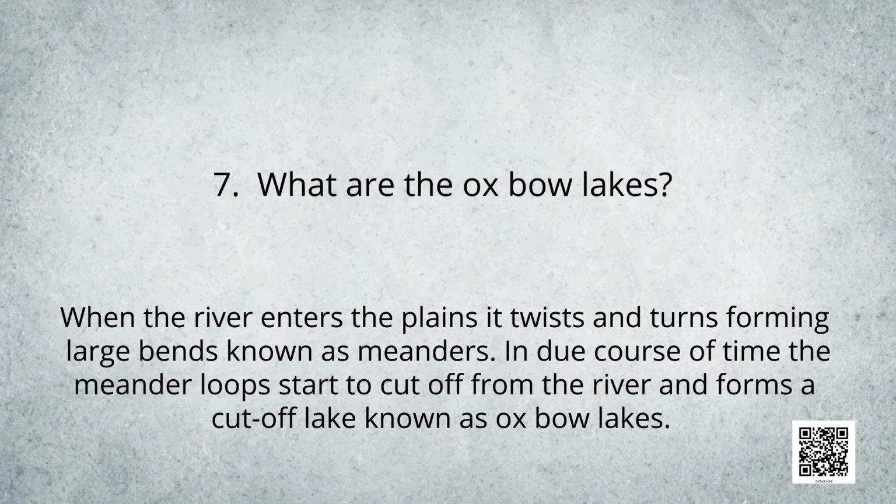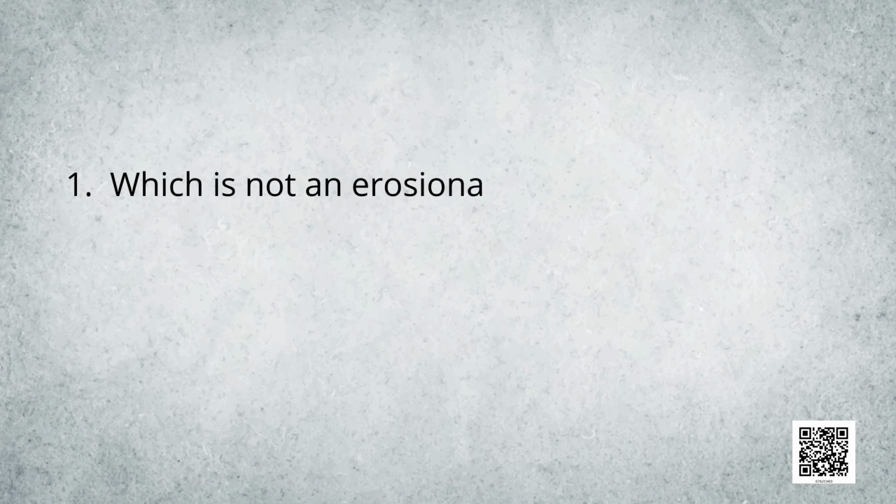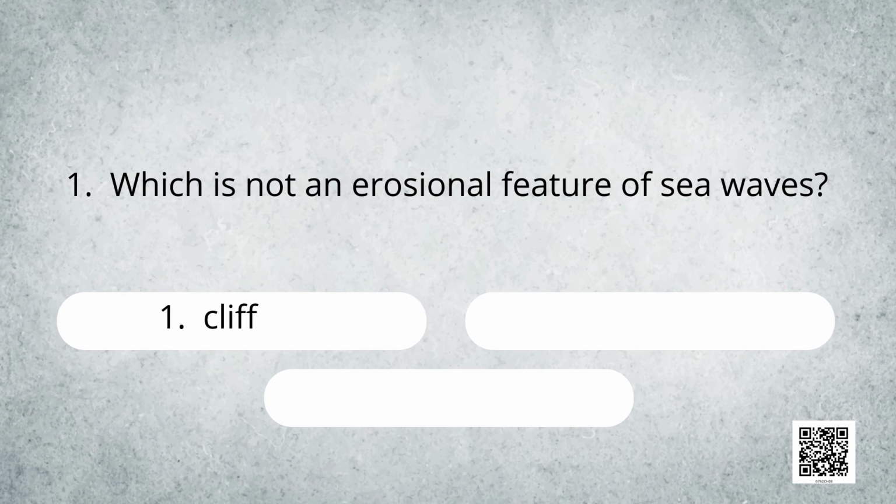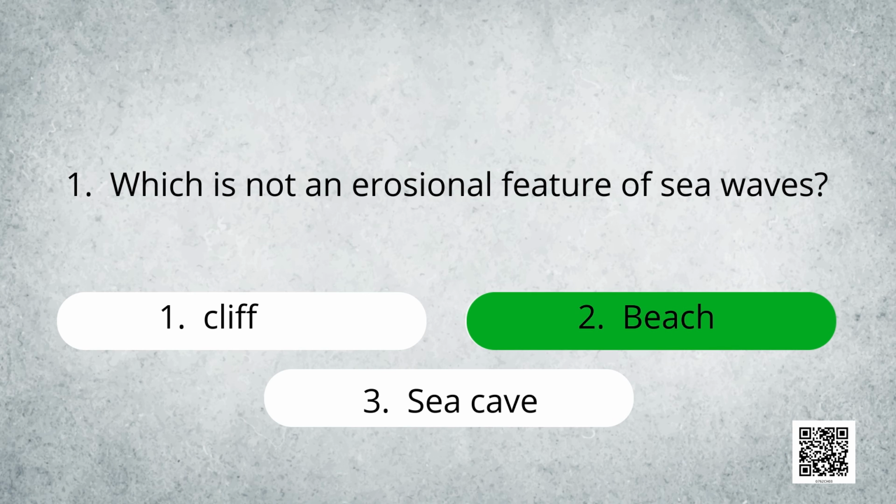Okay, my dear children, now get ready for some fun activity. You have to take the correct answer. Look at the question first. Which is not an erosional feature of sea waves? Your options are cliff, beach, sea wave. Correct, beach.